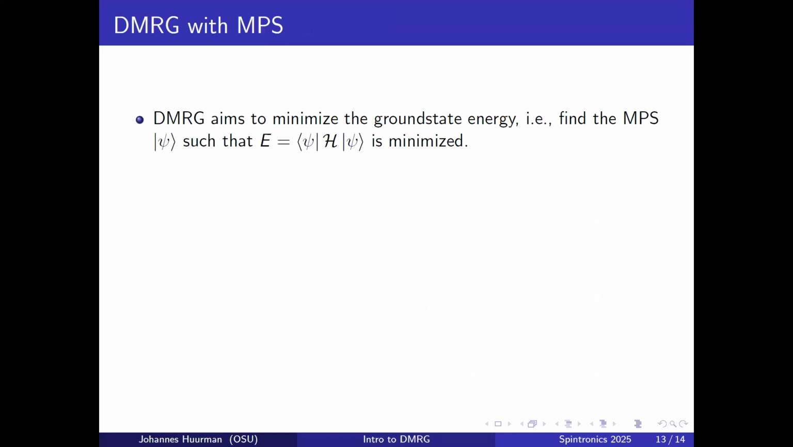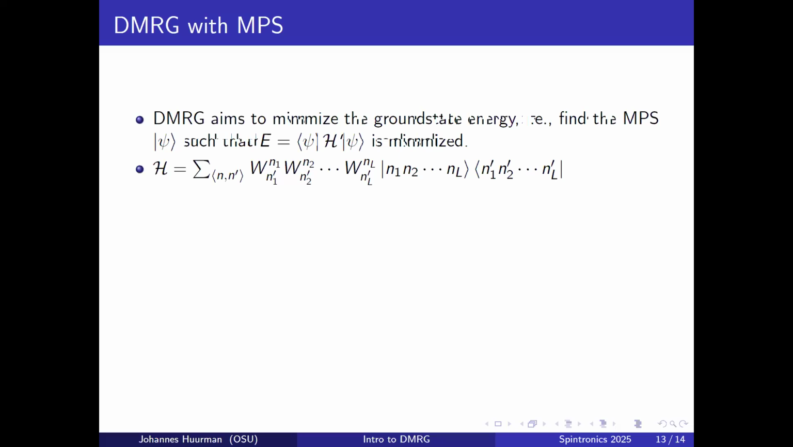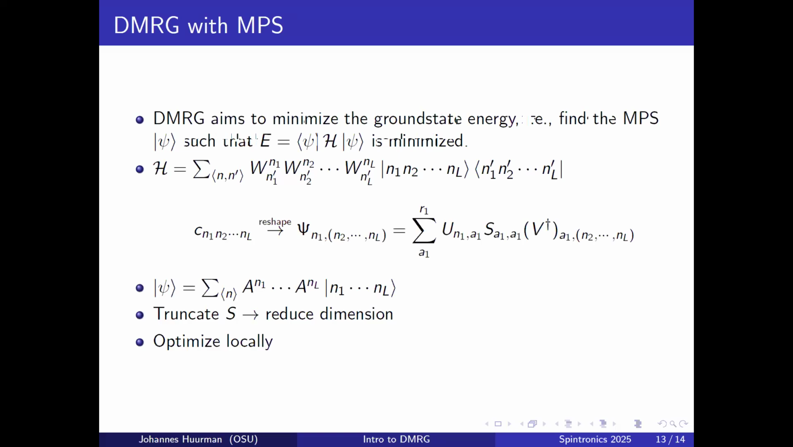DMRG is based on the variational method, so its goal is to find the ground state energy. What DMRG really does is find some matrix product state of this wave function such that the energy is minimized. So the expectation value of this Hamiltonian, whatever it is, XXZ, Heisenberg Hamiltonian, doesn't matter. Again, I want to recall that this Hamiltonian can be represented as a matrix product operator, following a very analogous procedure to matrix product states.